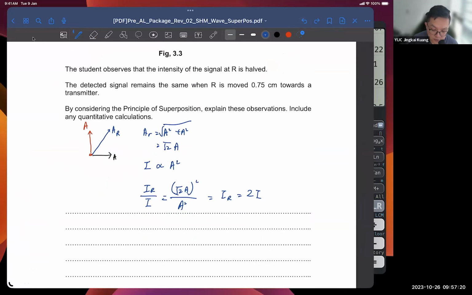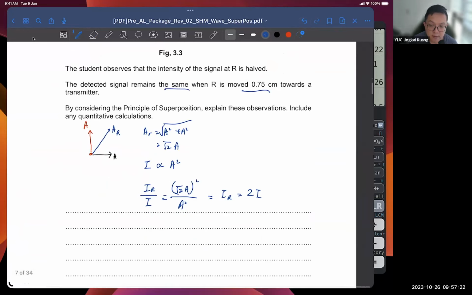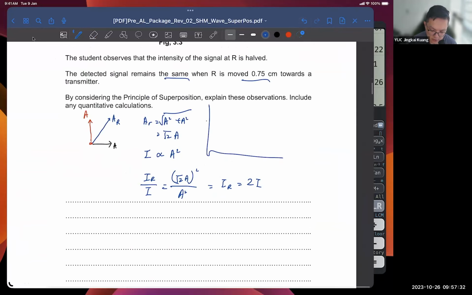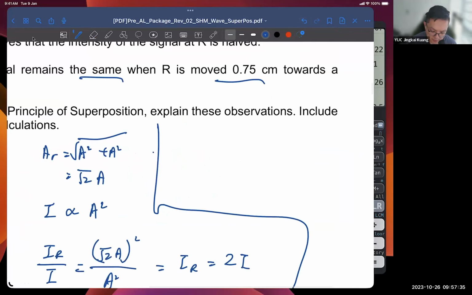Then you move 0.5 cm and the signal remains the same, because now there's no cancellation. When you move to the new position, one of your sources is like this, the original is like that, and the other one is like this. There's no cancellation involved here.